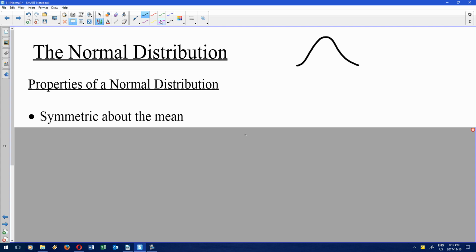So the first one is it's symmetric about the mean. So that means if you have a normal distribution, again, when you have a bunch of bars, it wouldn't look perfectly smooth, but sort of ideally, it would look something like this. Then the mean is going to be right at the center. Okay, and the symmetry, it has line symmetry about there. Okay, so that's where my mean is going to be.